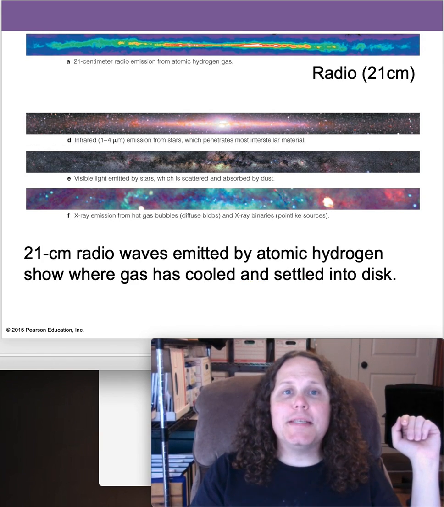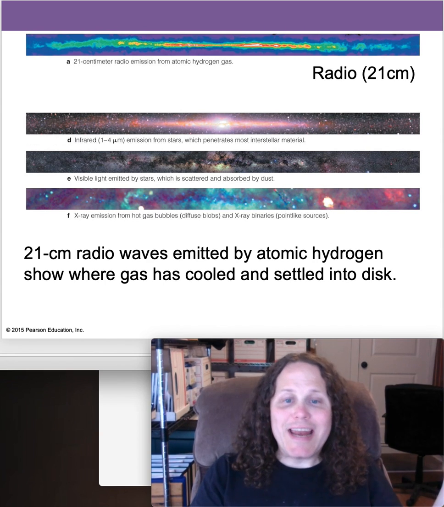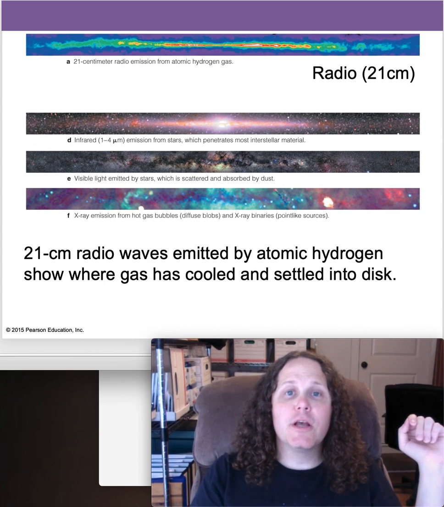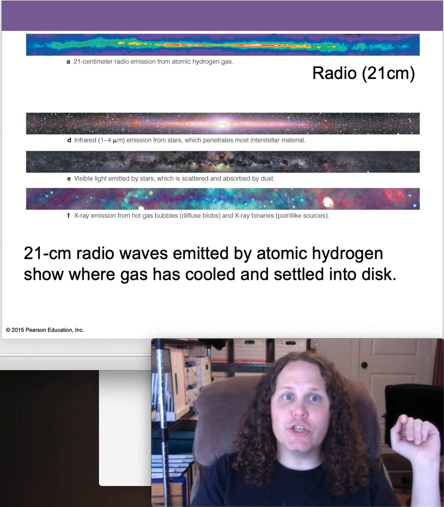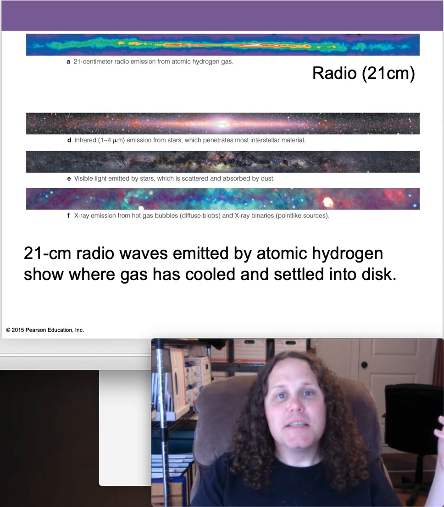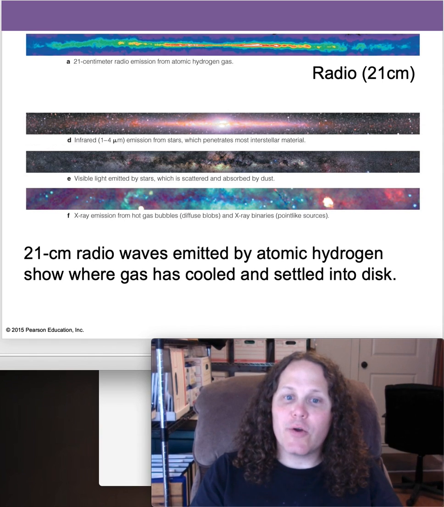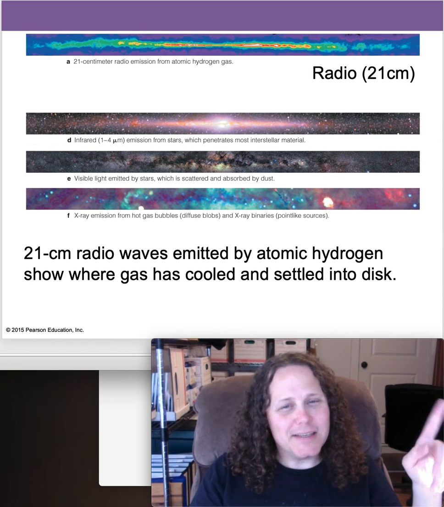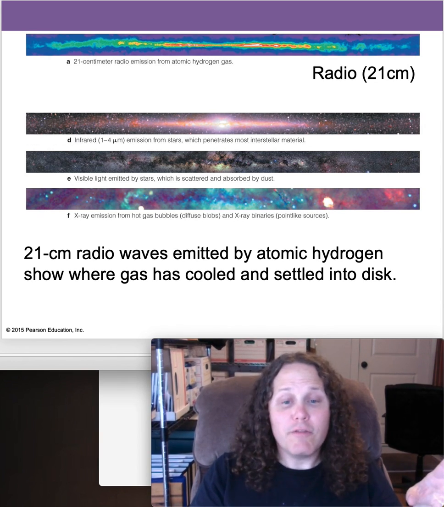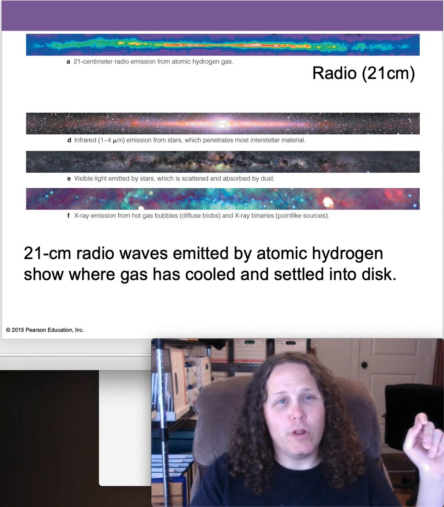Up top here, we see a map of a specific radio wavelength, 21 centimeters. Atomic hydrogen gas emits 21 centimeter radiation. So looking for this wavelength tells us where in the galaxy there is atomic hydrogen. That is gas that is cool, but not necessarily cool enough to have molecules, not necessarily cool enough for star formation.